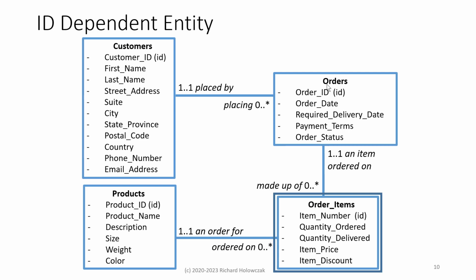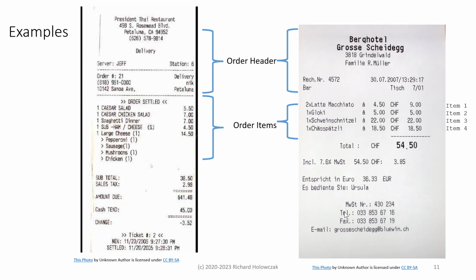Now, why do we model orders and order items separately? Let's take a look at a couple of examples. If you have ever gone to a coffee shop or a grocery store or really any type of retail establishment, you've been presented with a receipt. Here I have a receipt from a Thai food restaurant, and receipts are usually broken up into two pieces. You have some information at the top that is in common for the entire order. And sometimes we would call that an order header.